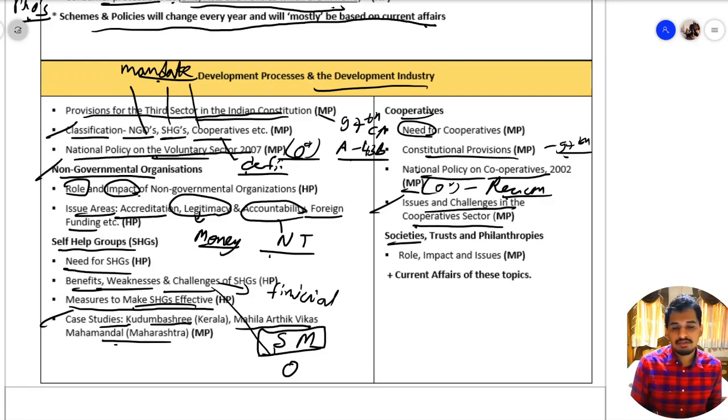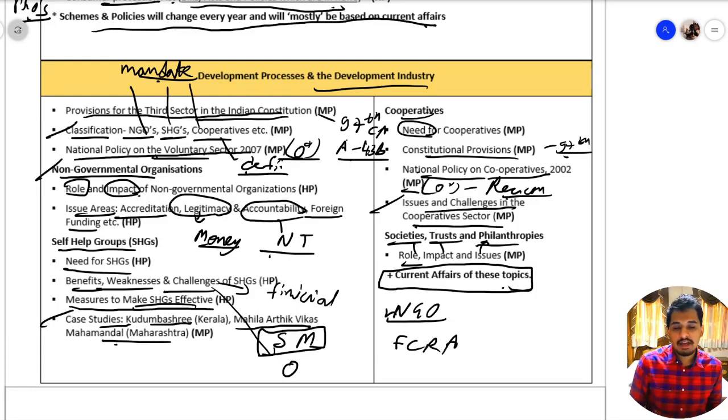And at last we have societies, trust and philanthropies. What is their role, what impact do they have, and what are their issues? And then you should keep a tab on current affairs with respect to this area. See, for NGO, this year there was FCRA Act. So like this, you should keep a tab on current affairs for various NGOs, SHGs, the policies or the bills which government is bringing with respect to them and what is happening with respect to them.